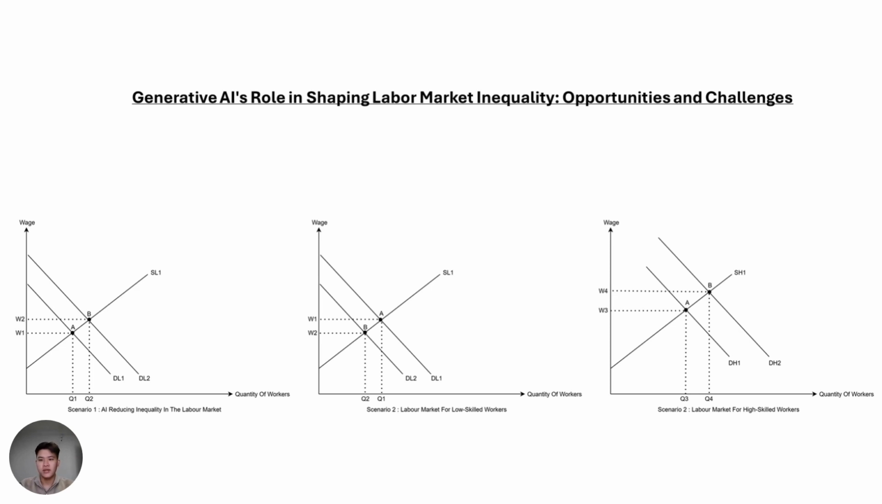In scenario 1, we have a graph depicting what happens when AI reduces inequality in the labor market. The demand curve represents the relationship between wages and the quantity of labor that firms are willing to hire. Initially, the demand curve for low-skilled workers is at point DL1, and the labor market is in equilibrium at A, where the wage is at point W1 and the quantity of labor employed is at Q1.